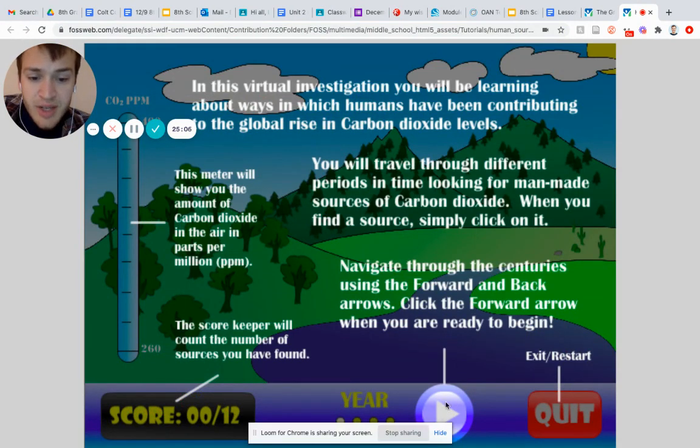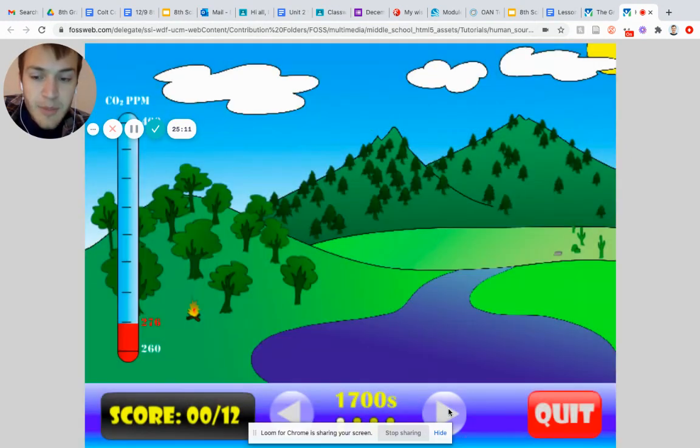And then you're going to push this arrow down here, this blue arrow. You can read this if you want, but I'm also going to explain it. So this is going to take us through different points in time. And at each point in time, it's going to tell you how much carbon dioxide there is in the air. And it's also going to tell you your score. So somewhere in the simulation, there are 12 places where humans are adding carbon dioxide to the atmosphere. Your job is to find all 12. To find all 12, you're just going to click on it.